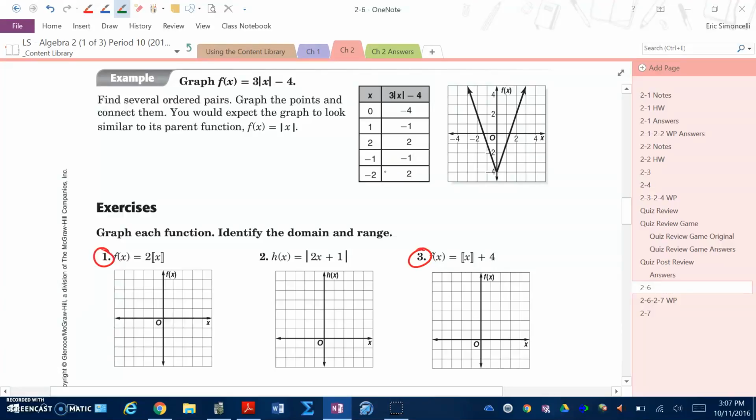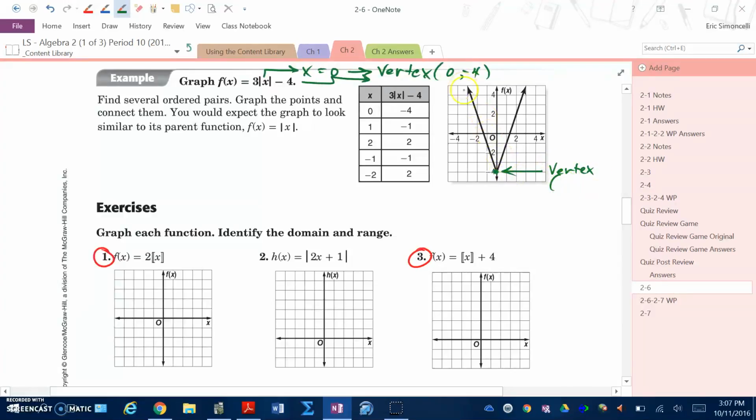Now I would have picked 0 anyways, because when I set the quantity inside the absolute value, x, equal to 0, that dictates the first coordinate of what we call the vertex. So 0 something is the x-coordinate of the vertex, and technically the y-coordinate of the vertex is right here: 0, negative 4. The reason you want to start with the vertex on these absolute value graphs is that from 0, negative 4, the function will either go up or down. In this case, you can see the function goes up.